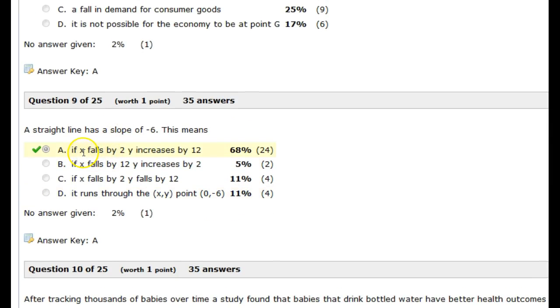Okay, for this one, 68% got it right. The slope is -6. I think you should graph that out. And you have to go through the answers, and the only one that is consistent is this one. If x falls by 2, y increases by 12.